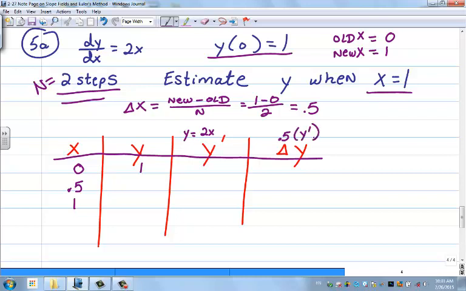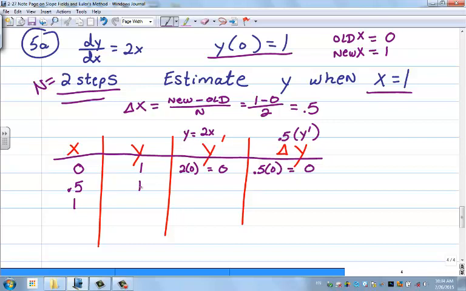So let's get going on this. Y prime is equal to 2x, so y prime for this first part is equal to 2 times 0, which of course is 0. And then delta y is equal to 0.5 times y prime, so that's 0.5 times 0, which is equal to 0. So now we're going to take that, we're going to add it to our old y to get our new y. So 0 plus 1 is equal to 1.